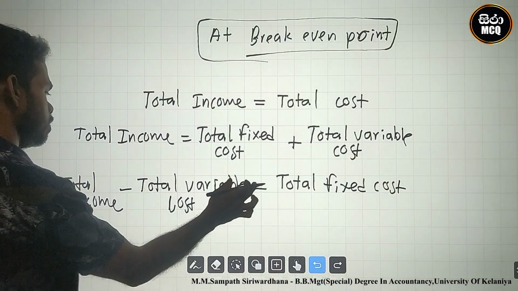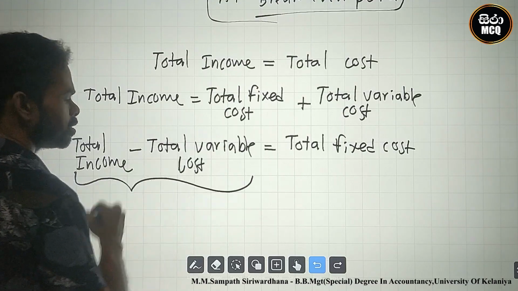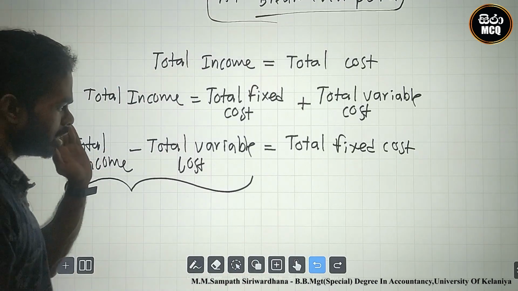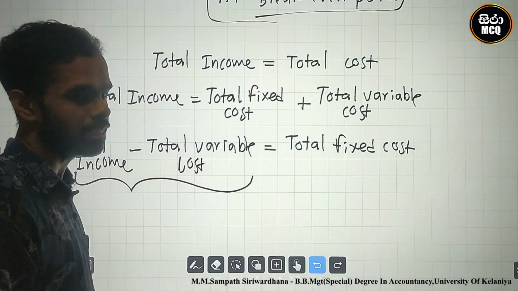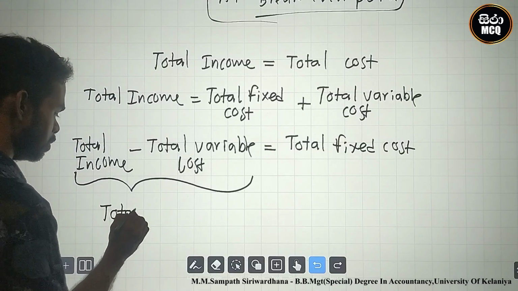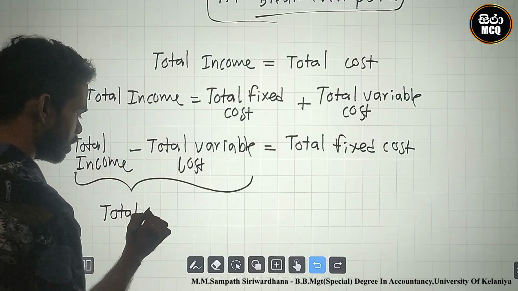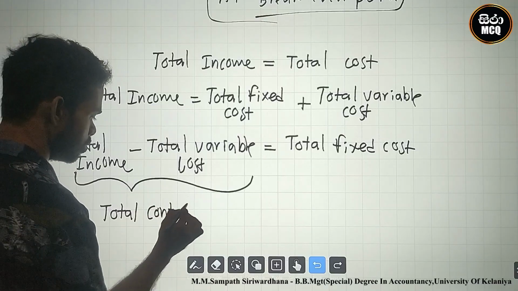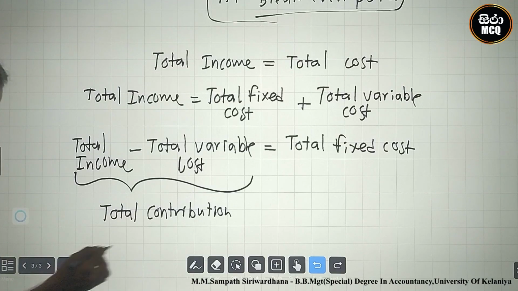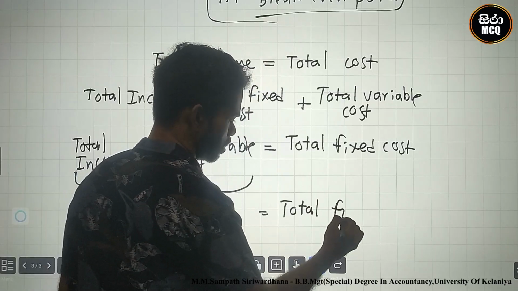After that, we can identify one word for total income minus total variable cost. What is that? Total contribution. Total income minus total variable cost, we can identify as total contribution. Why? Total contribution equal to total fixed cost.